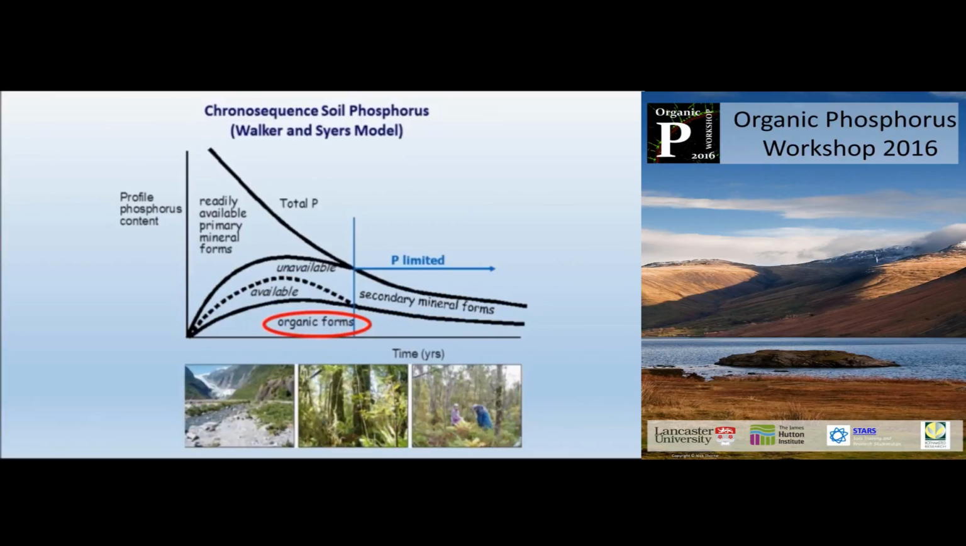Basically the old Walker and Syers model, in terms of soil development and total phosphorus: by the time you get to the phosphorus-limited stage here, you've basically got a lot of recalcitrant minerals and organic phosphorus. So the question is, what is sustaining the system through here? What is the role of organic forms of phosphorus? That was a question that we tried to answer.